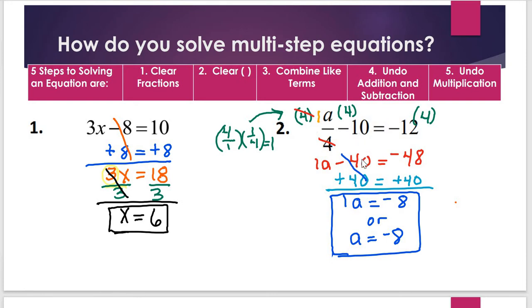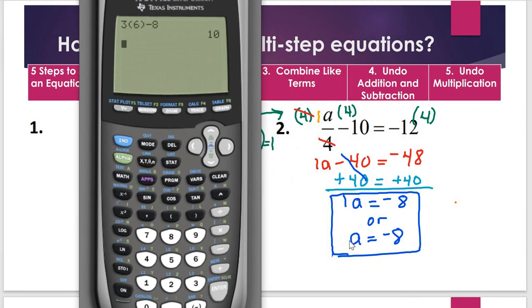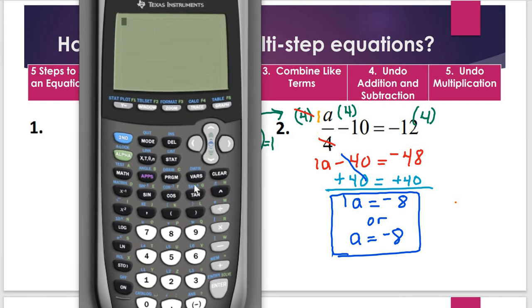Now, 4 times 10 is 40. 12 times 4 is 48, so that's a negative 48. Undo a subtraction right here, so you're going to add 40 to each side, and your answer will be 1a equals negative 8, or a equals negative 8. You do not have to put the coefficient of 1 in front of the a. It is still fine. Now we're going to go ahead and check these.